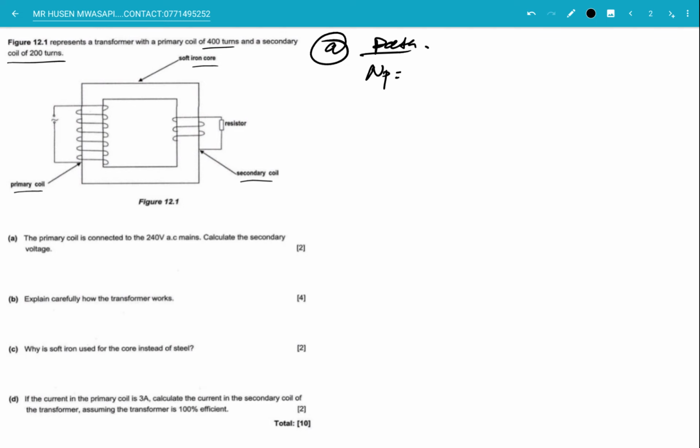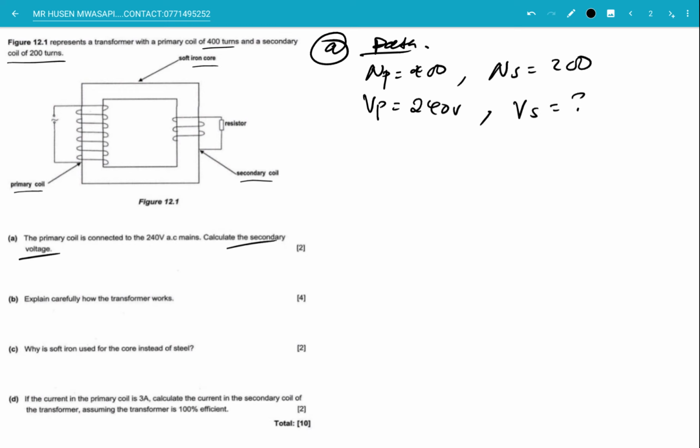So the number of turns in the primary is 400, the number of turns in the secondary is 200. Then we also have the voltage in the primary, which is 240 volts. But we don't really have the voltage in the secondary, because that's the question. It's saying calculate the secondary voltage. That's what we're looking for.